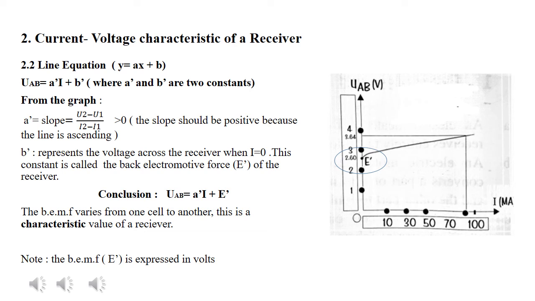The back electromotive force varies from one cell to another. This is a characteristic value of a receiver. Note, the back electromotive force, or E', is expressed in volts. From the figure, E' is equal to 2.6 volts.